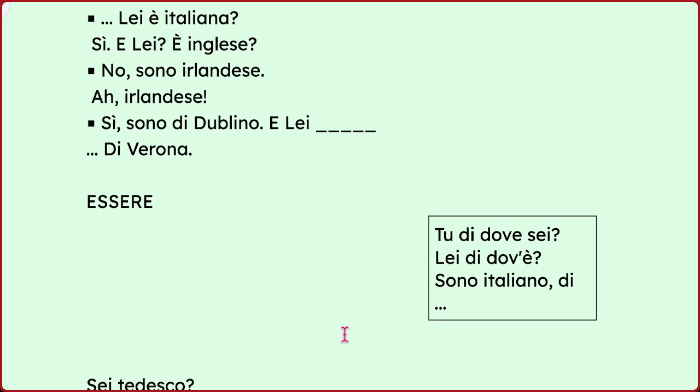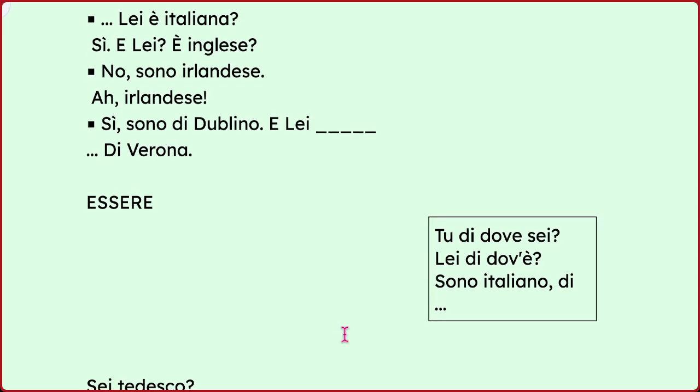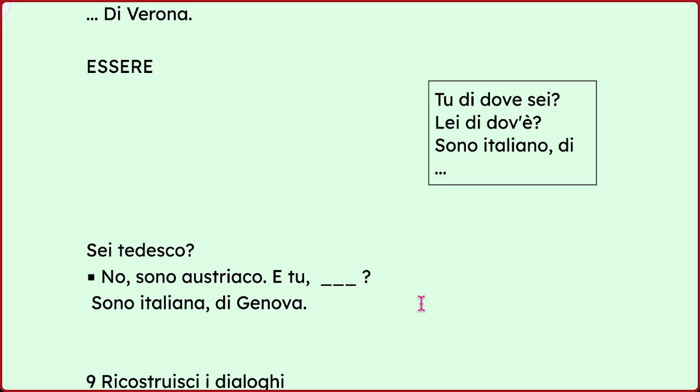Traccia 7. Lei è italiana? Sì, e lei è inglese? No, sono irlandese. Ah, irlandese. Sì, sono di Dublino. E lei? Di dov'è? Di Verona. Sei tedesco? No, sono austriaco. E tu di dove sei? Sono italiana, di Genova.